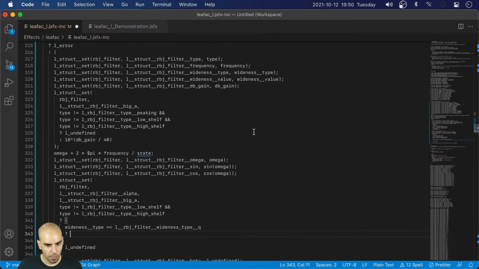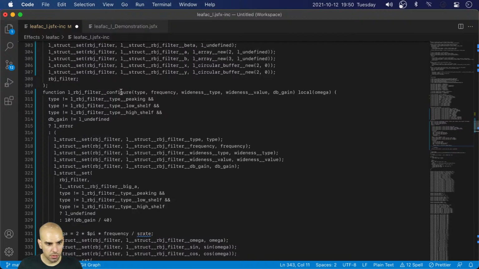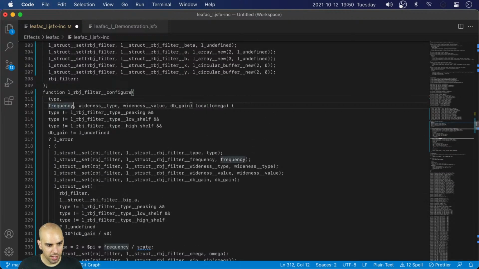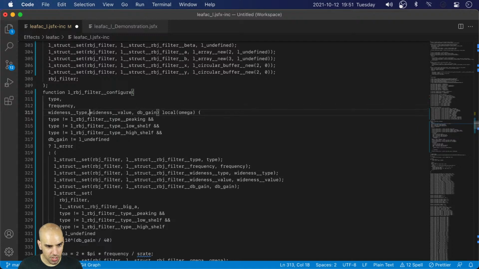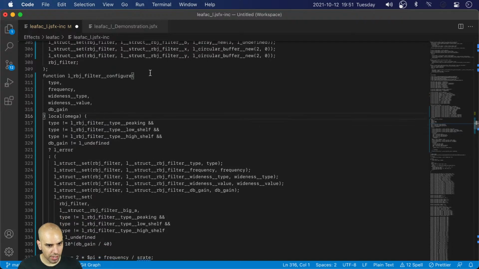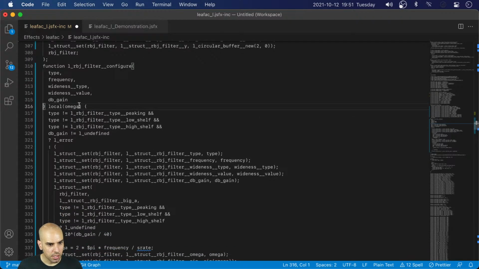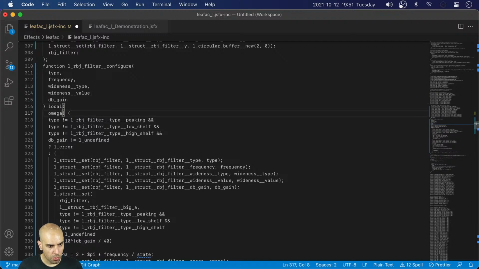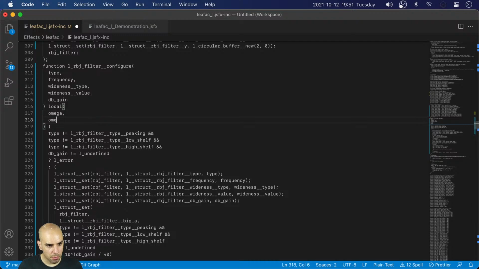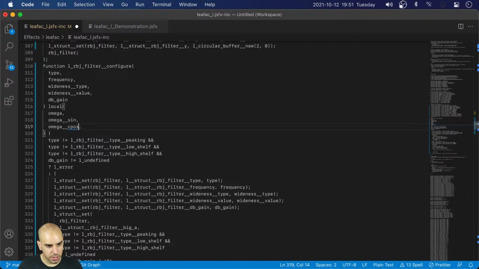So guys, I'll have some other local variables as well. And I only have like 10 minutes. I don't think I will be able to finish this today, you all. What do you think? If I can finish the configuration, I think I'm happy. So I'll have local variables that are omega, and another one that is omega sine, omega cosine.